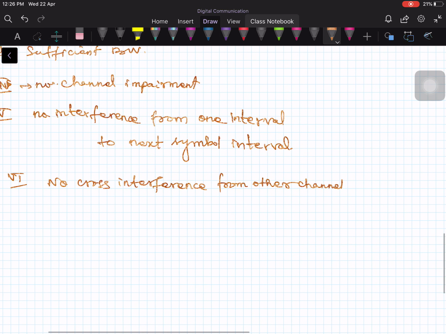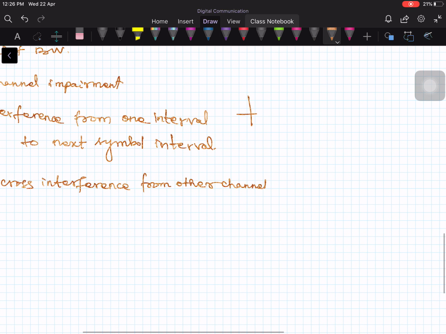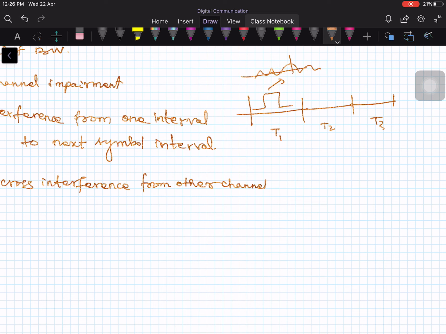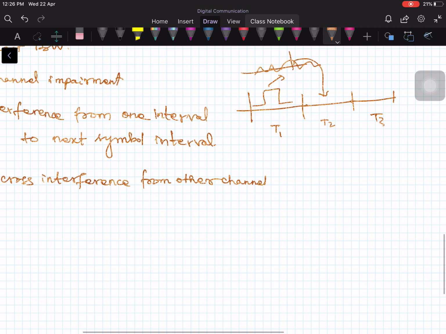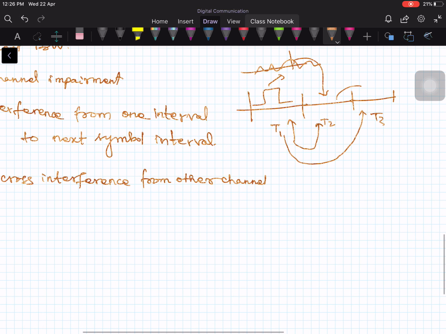Suppose when I say no interference from one interval to the next interval, that means you have a pulse in this interval, let's say T1, and the next interval T2, and the next interval T3. If you take a pulse like this and take the Fourier transform, you'll get a sinc pulse like this. Therefore, this pulse will not die out quickly, and this pulse will interfere with the second symbol. So the first symbol will come and interfere with the second symbol, and sometimes the first symbol may have enough energy to interfere with the third symbol, and the second will come and interfere with the third one. Like that, these are called inter-symbol interference. There is an interference between one symbol and another symbol.